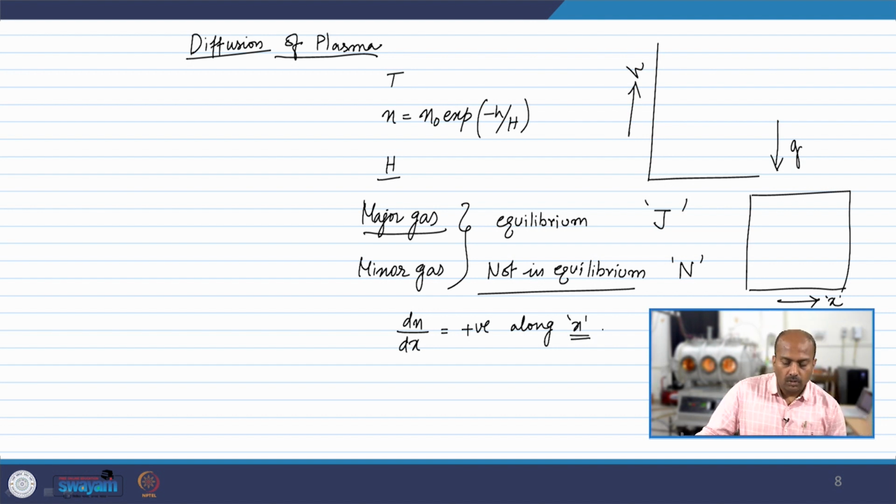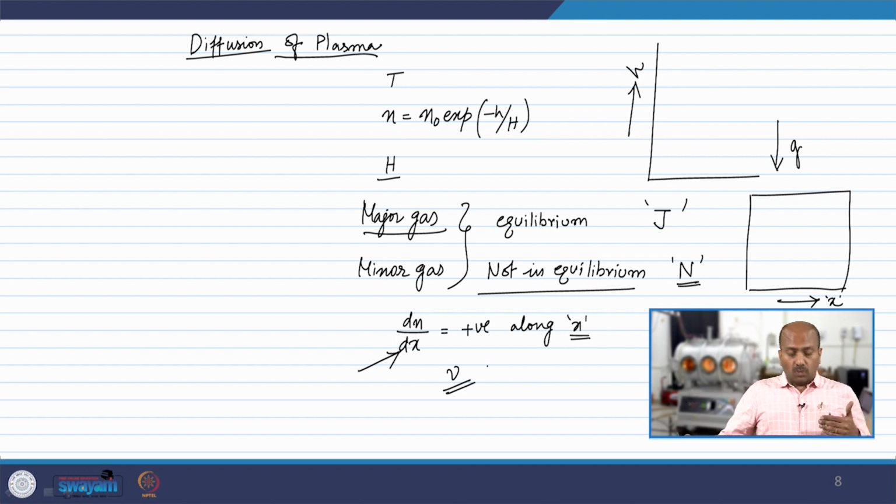Each particle will make a number of collisions as it moves along this particular path. It makes collisions with the major gas. Take the minor gas species, which has a concentration gradient. Since these minor gas particles are not in equilibrium, as they move along they will encounter collisions at a frequency of nu. So there are nu collisions per unit time.